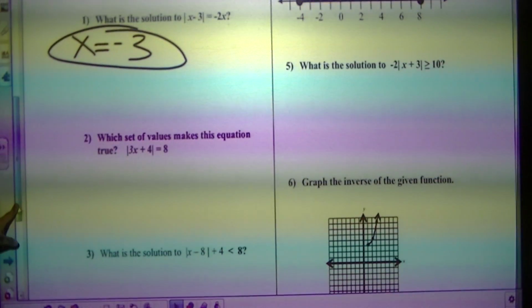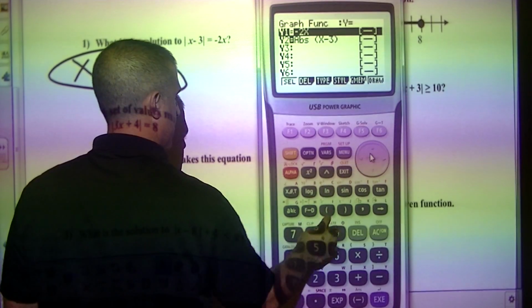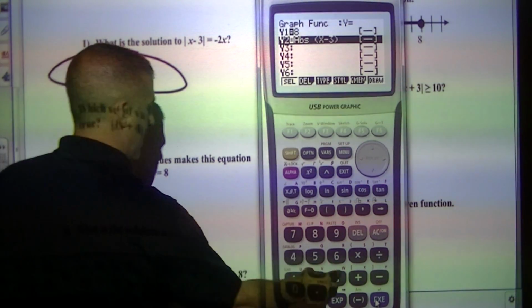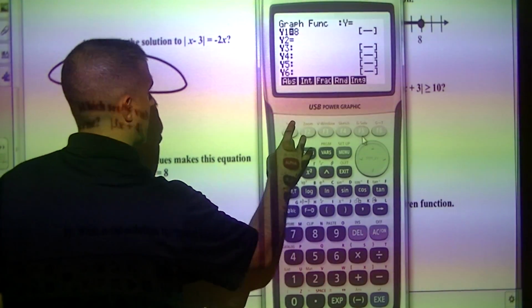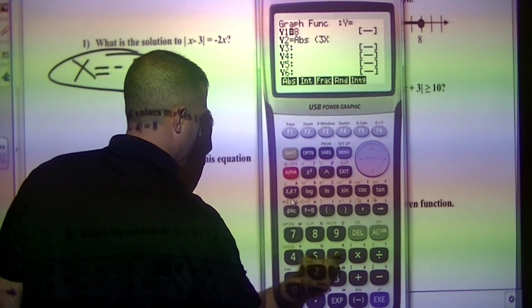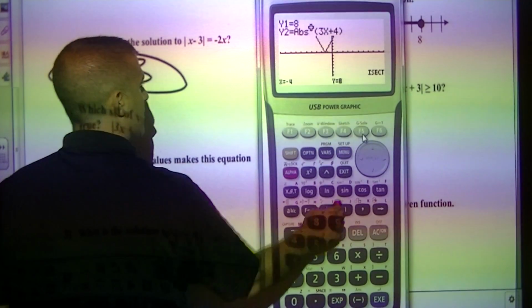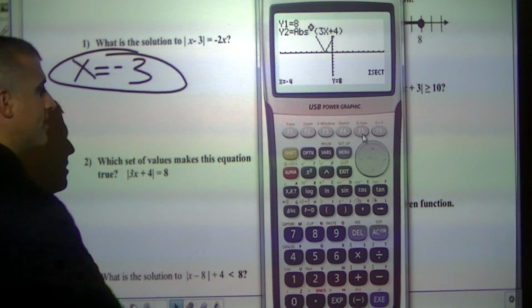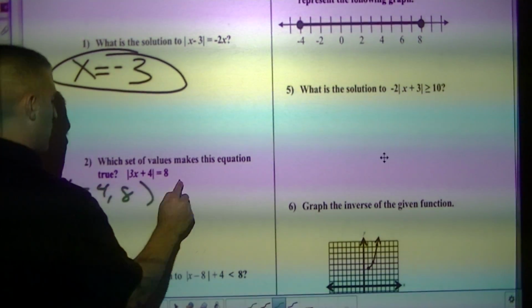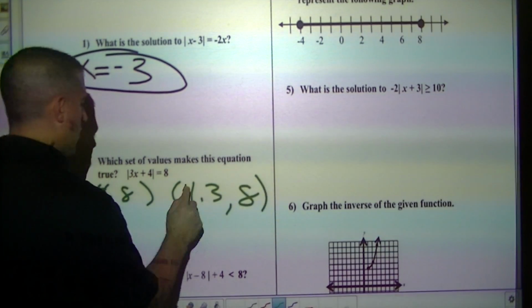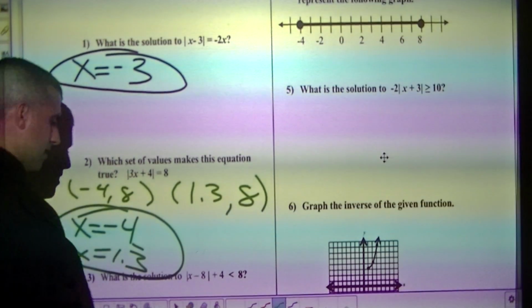Which set of values makes up this equation? Once again, I'm going to graph the right side, so it's going to be 8. I'm going to graph the left side. Option num, ABS. I want that part of 3x plus 4 to stay inside. Draw. G solve intersect. One of my intersections is -4, 8, and the other one is 1.3, 8. Now, all I want out of that is the x coordinate. And that's my answer for that.